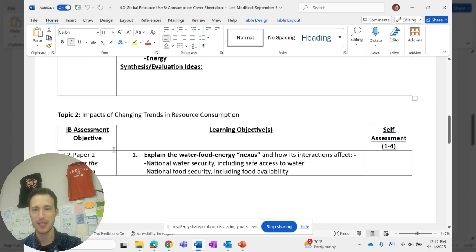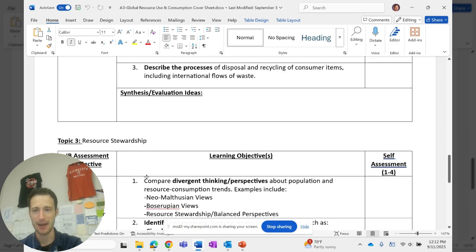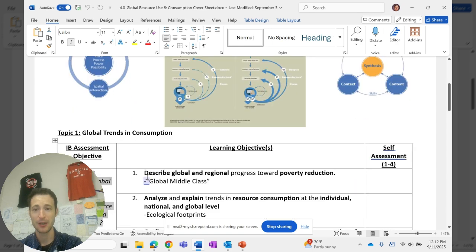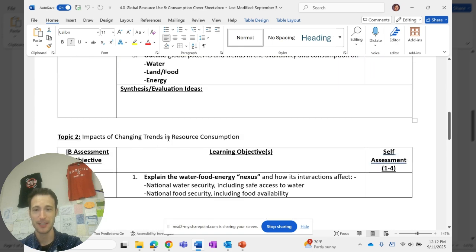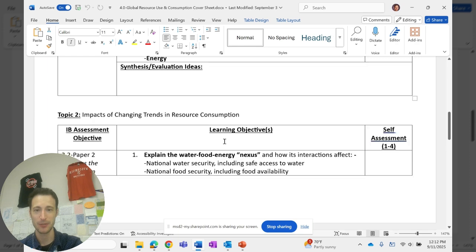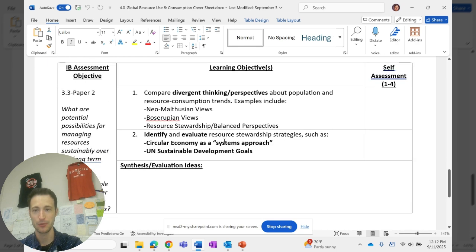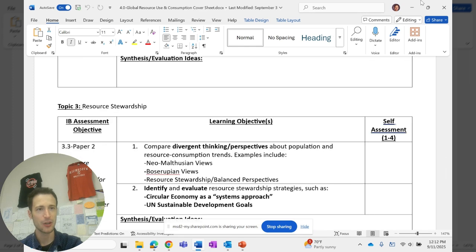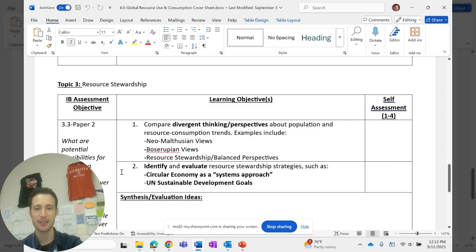They follow the 4 Ps. You got the 3 topics. So our 3 topics were global trends in consumption, impacts of changing trends in resource consumption, and then resource stewardship or possibilities for the future. So anyway, keep this handy because these are things you have to know.